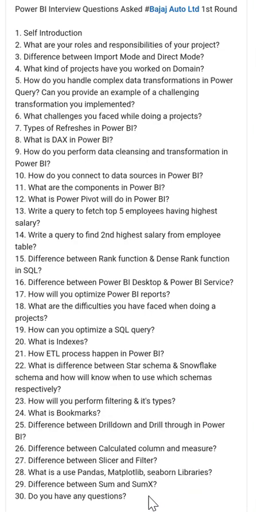Next is 30: do you have any questions? So suppose you are given an interview with these 30 questions, and you know the answers to 22, 23 or 24 of them. Surely you can crack the first round of the interview.